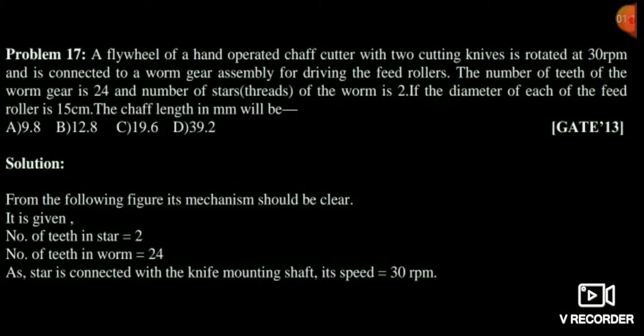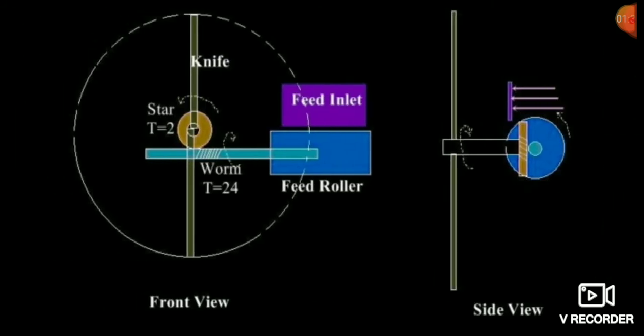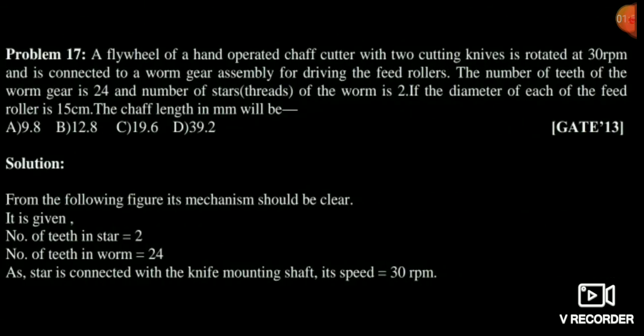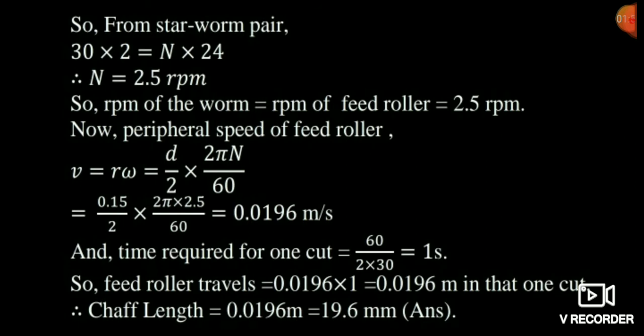So friends, here you write each and everything. Number of teeth in the star is 2, number of teeth in the worm is 24, and the star is connected to the knife mounting shaft. Its speed is 30 RPM. I think all of you have studied that N1 by N2 is equal to T2 by T1. This relationship between RPM and teeth, I think all of you have studied in your theory of machines chapter. Here 2 teeth in the star and 30 RPM is the star speed.